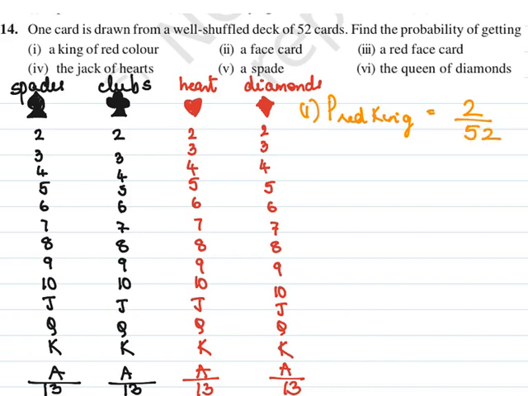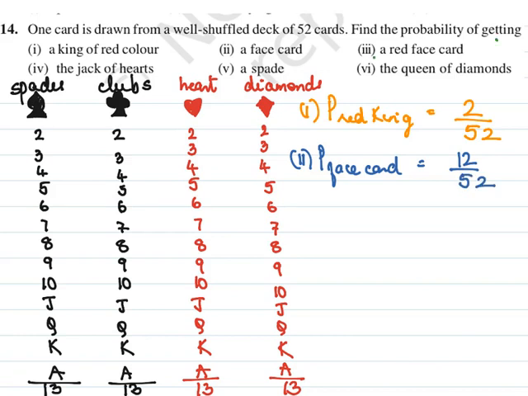The next question, they say a face card. Now what is a face card? The Jack, Queen, King, these are all face cards. And if you see, we have 3 plus 3 plus 3 plus 3, so we have 12 face cards. So the probability of a face card is 12 out of 52.